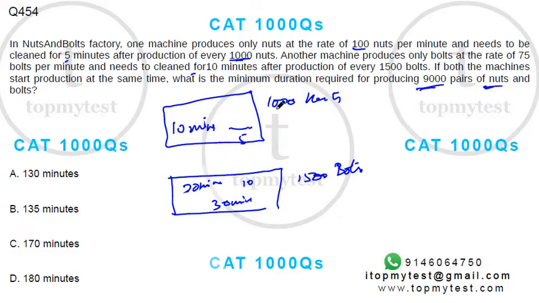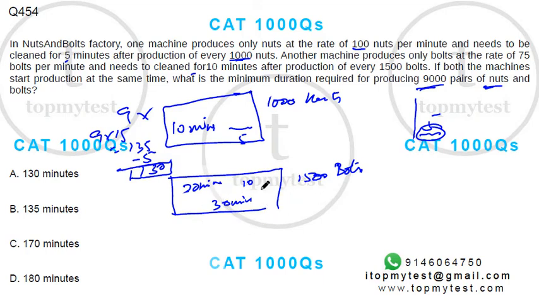Now to do this 9000 times, you need to repeat this 9 times. So 9 into 15 would be 135. But at the last stage, once you produce those 9000, the last 5 minutes of cleaning are not required to be counted. So 9000 nuts will be available after 130 minutes.